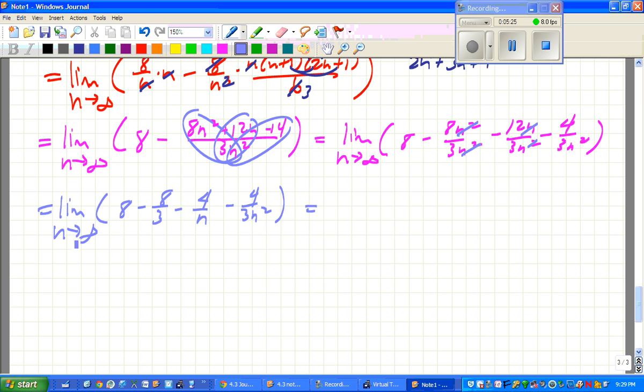So remember, whenever we have to take the limit as n approaches infinity and there's an n in the denominator, those are going to be 0. The limit of a constant is just a constant. So we're getting 8 minus 8 thirds. So that comes out to be 16 thirds.